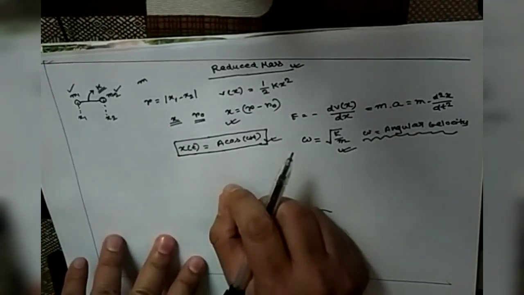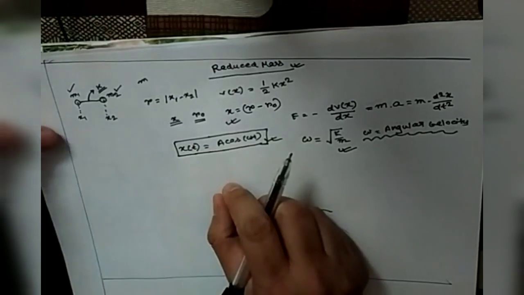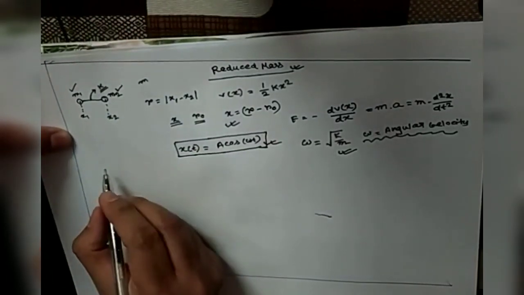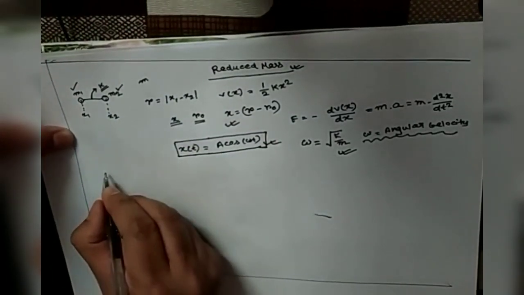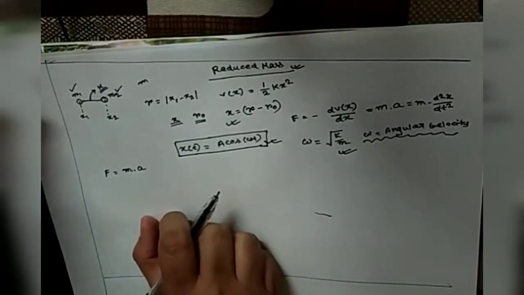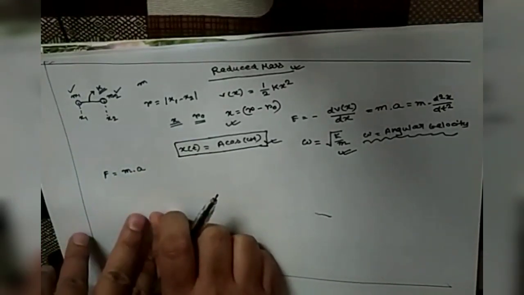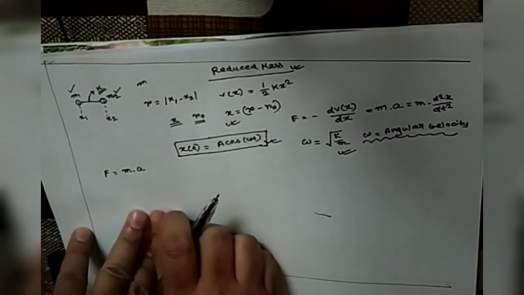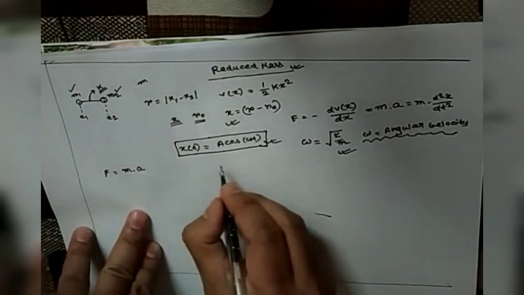So now, I have already told you that according to Newton's law of motion, the force acting on a substance will be equal to m into a, where m is the mass of that substance and a is the acceleration of the substance. Okay, so there are two atoms.